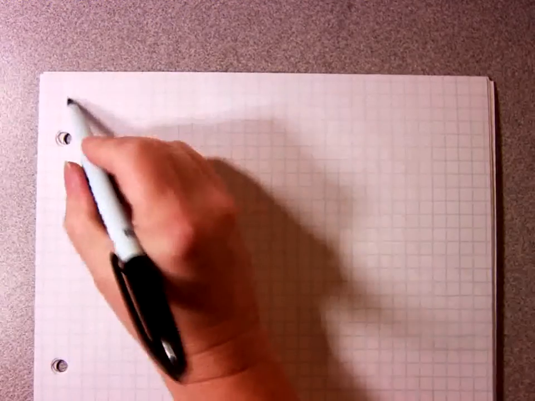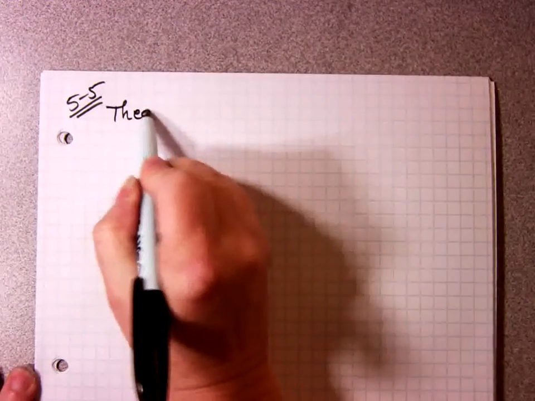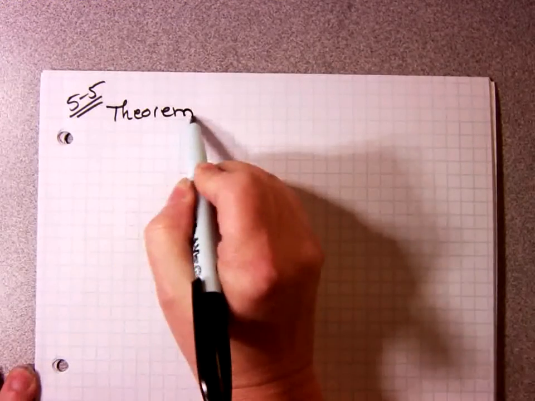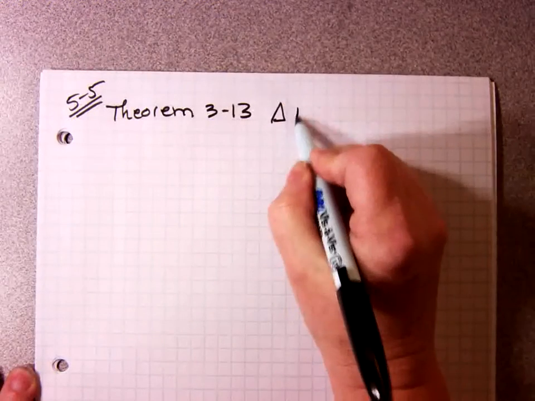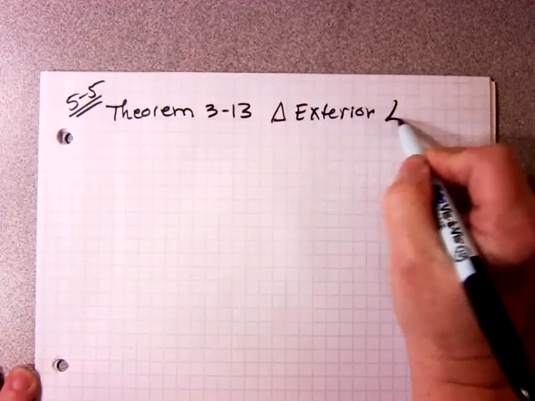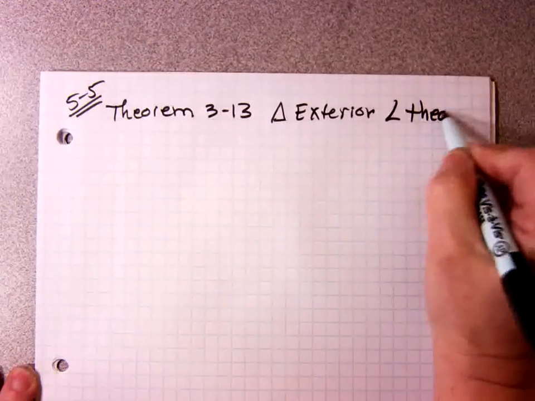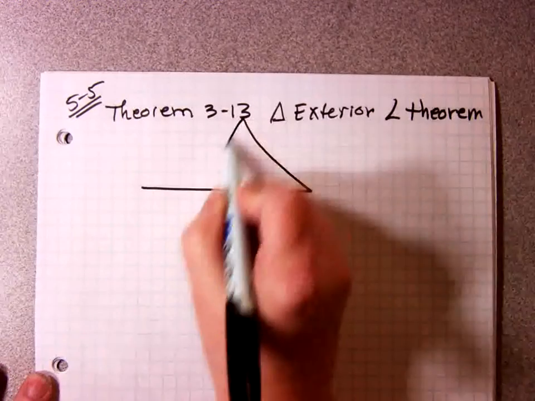Today we're going to do section 5-5, dealing with inequalities in triangles. But before we actually do that, I want to do a quick review of a theorem from chapter 3-13, the triangle exterior angle theorem. And I'm just going to draw the diagram.